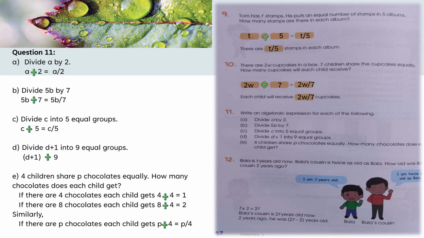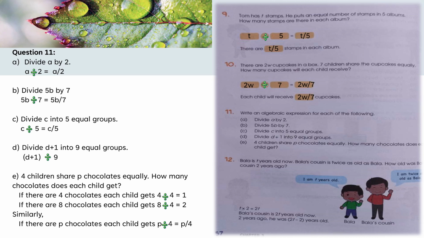For question 10, there are 2W cupcakes in a box. 7 children share the cupcakes equally. How many cupcakes will each child receive? The total number of cupcakes is 2W and they are shared among 7 children, so 2W is going to be divided by 7.